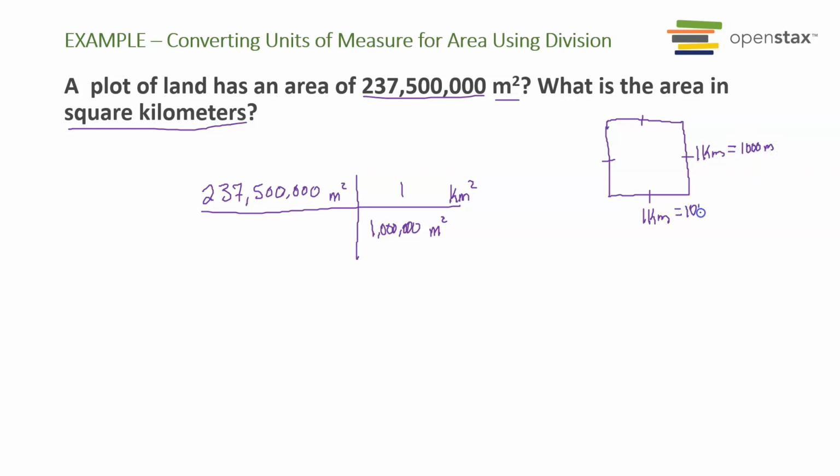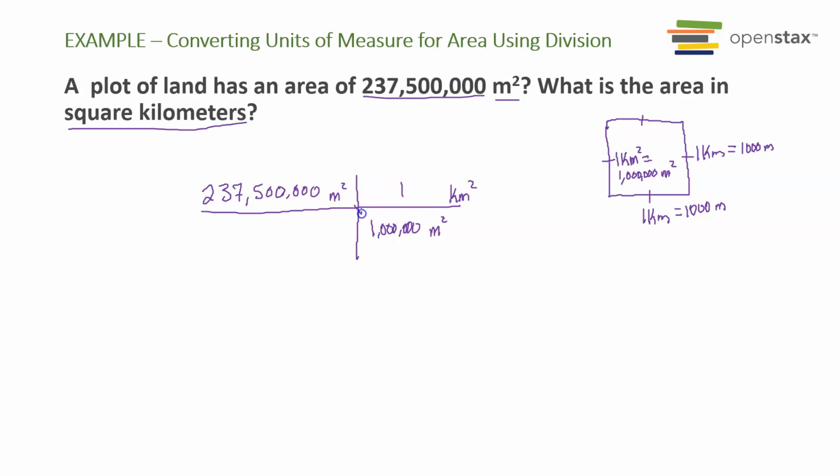So that's 1,000 meters. And so if we multiply 1 times 1, that's 1, and then a kilometer times a kilometer is kilometers squared. And then 1,000 times 1,000 is 1,000,000, and that's meters squared. So that's where that idea comes from, because area is length times width, and in the case of a square, they're the same. So 1 kilometer times 1 kilometer is a square kilometer. 1,000 meters times 1,000 meters is 1,000,000 meters squared. And so that's where we get this unit conversion.